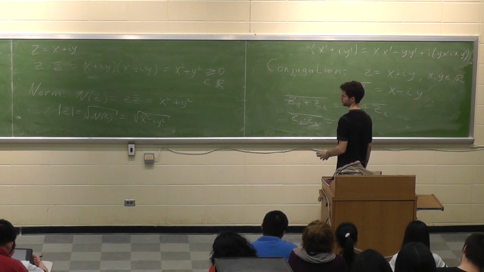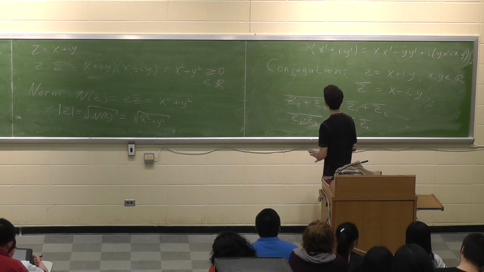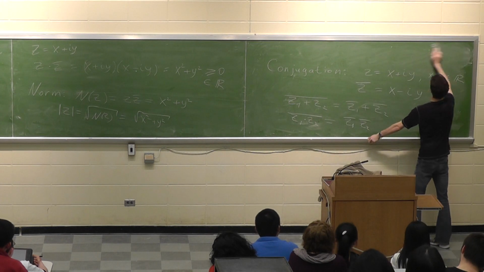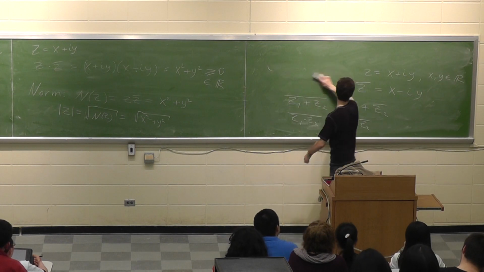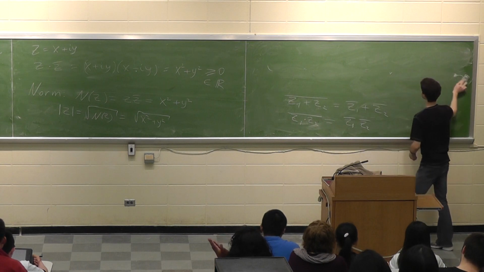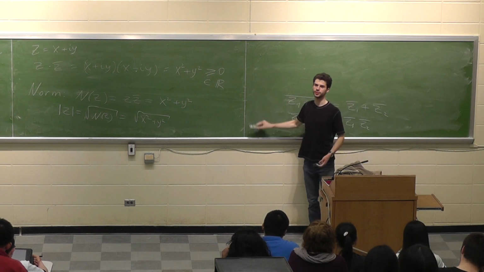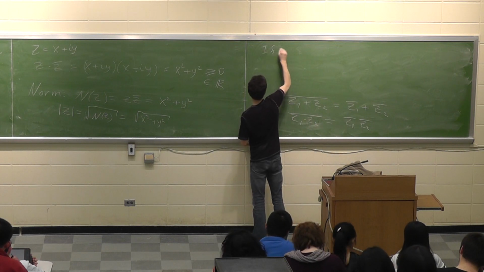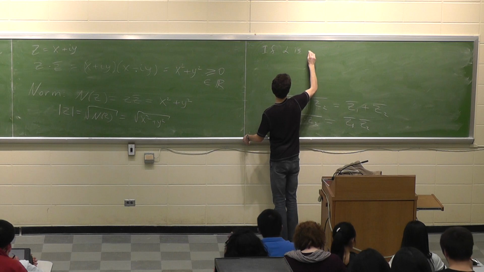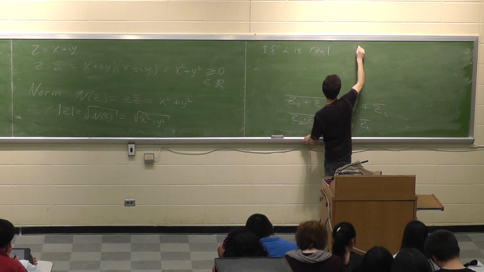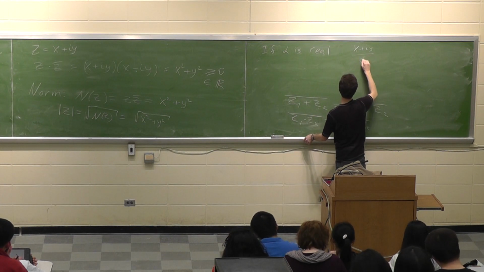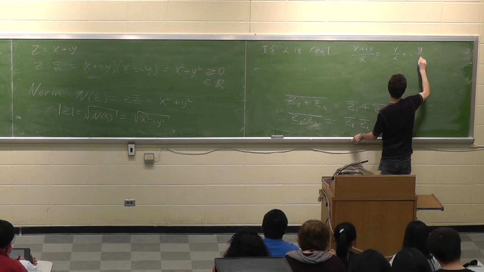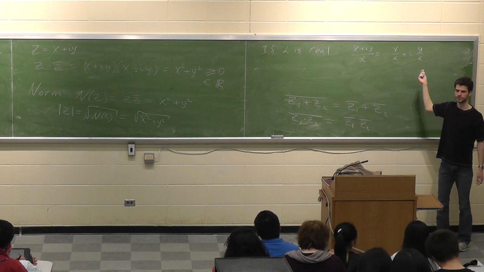So, what else? We have the norm, and division of complex numbers. You can obviously take a complex number and divide it by a real number. So if alpha is real, you can take x plus iy divided by alpha, and you get such a complex number. Just obvious.